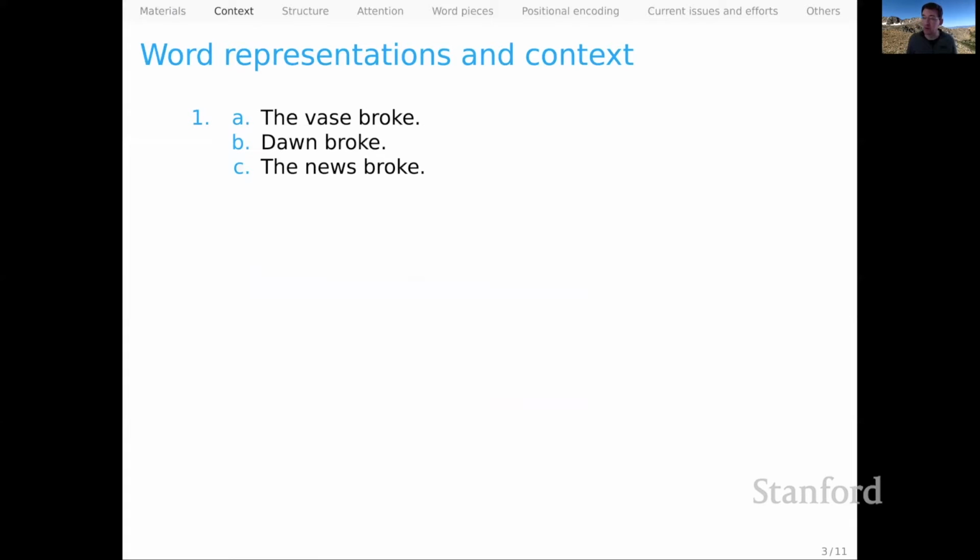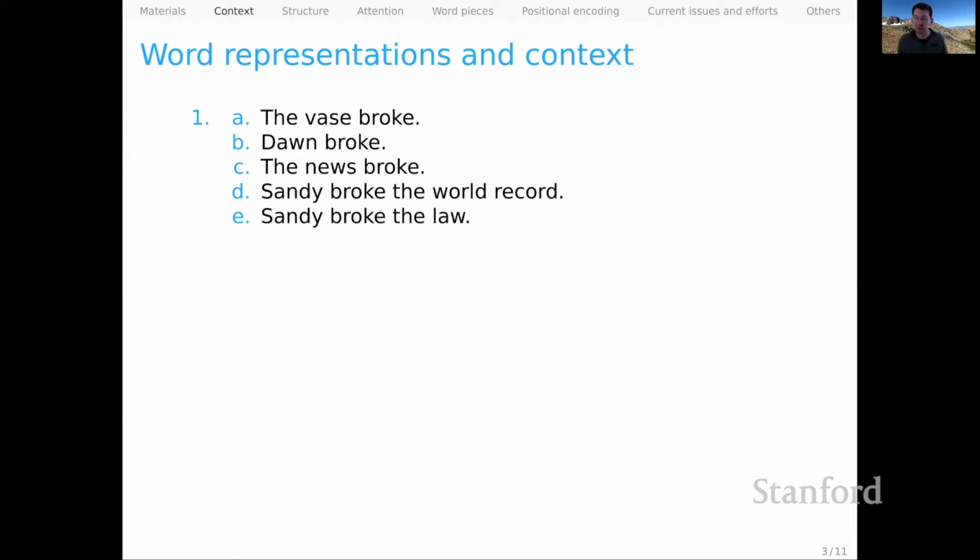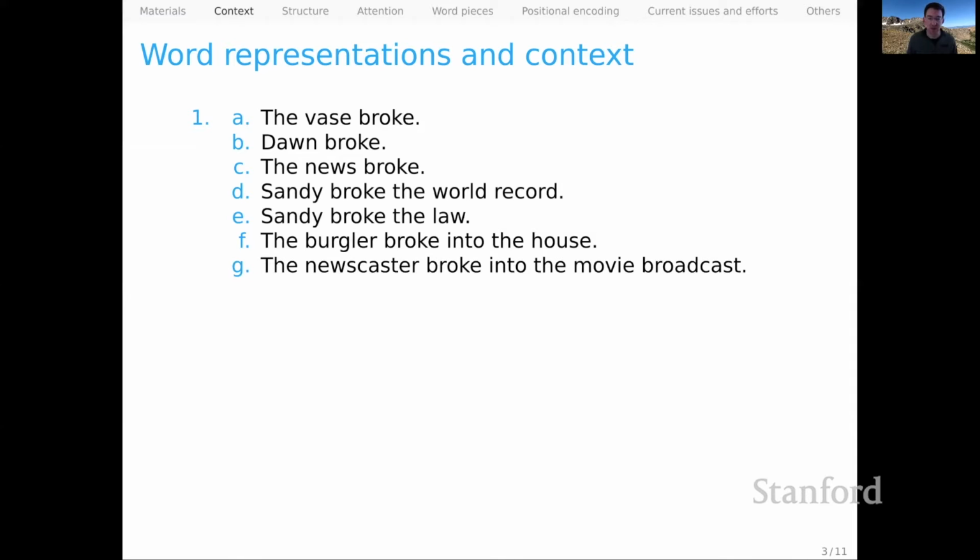The news broke, again, a simple intransitive sentence, but now the verb break means something more like publish or appear or become known. Sandy broke the world record. This is a transitive use of the verb break, and it means like surpass a previous level. Sandy broke the law is another transitive use, but now it means Sandy transgressed. The burglar broke into the house is a physical act of transgression on a space. The newscaster broke into the movie broadcast is a sense that is more like interrupt.